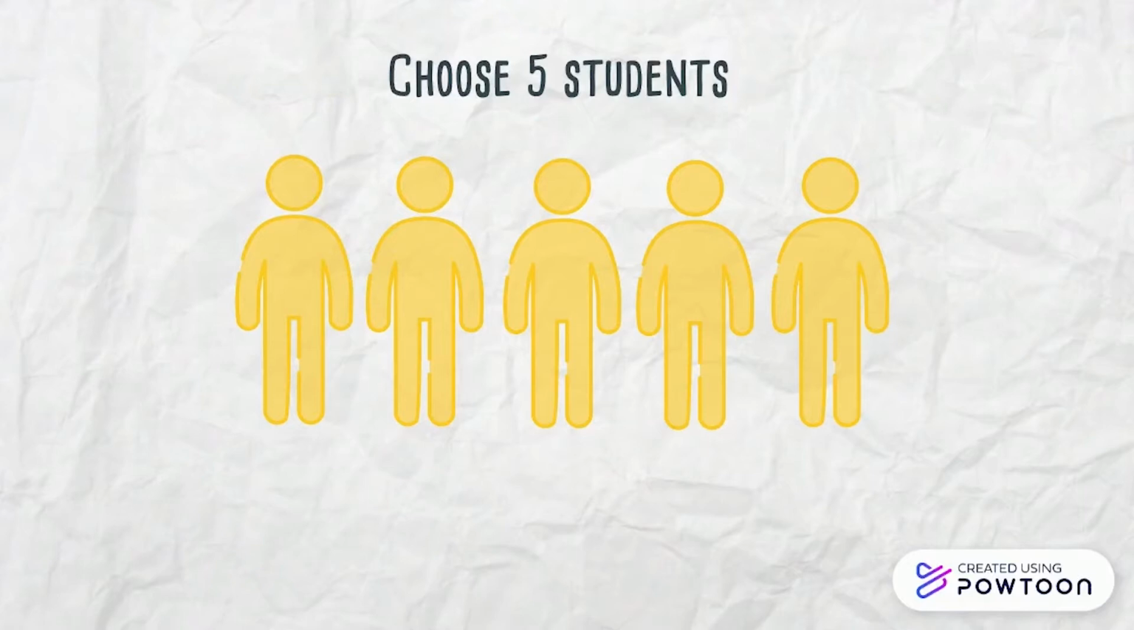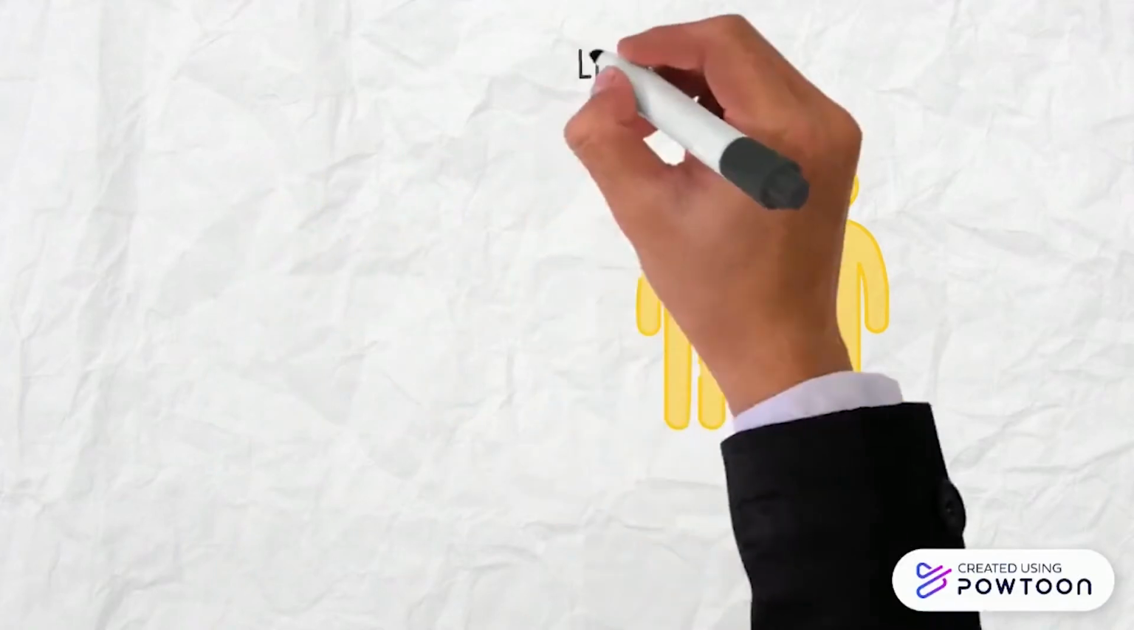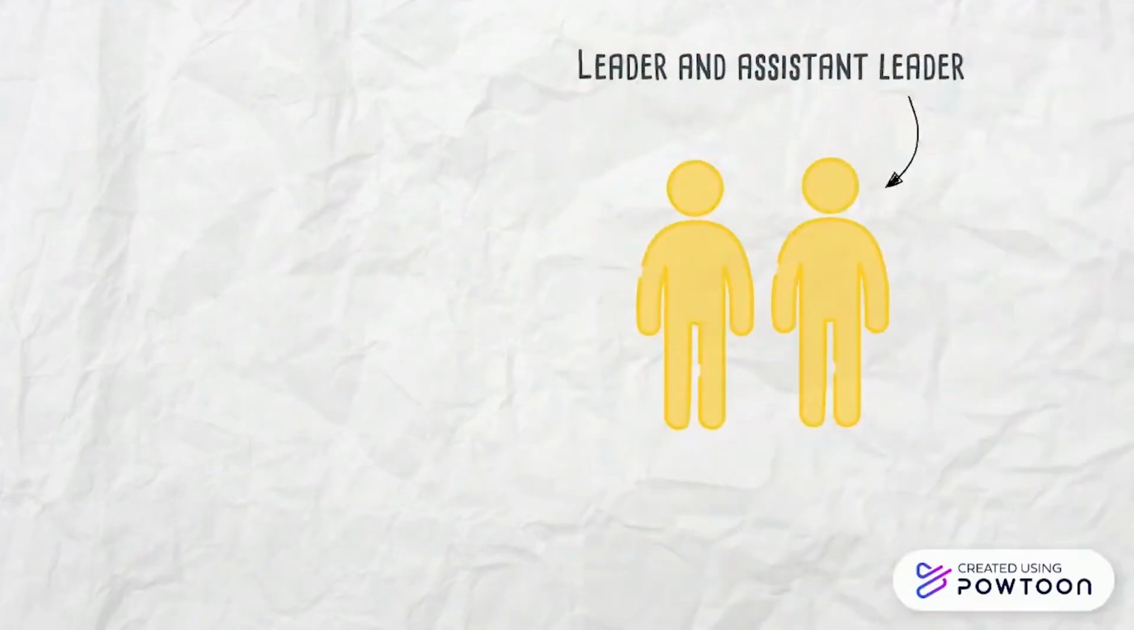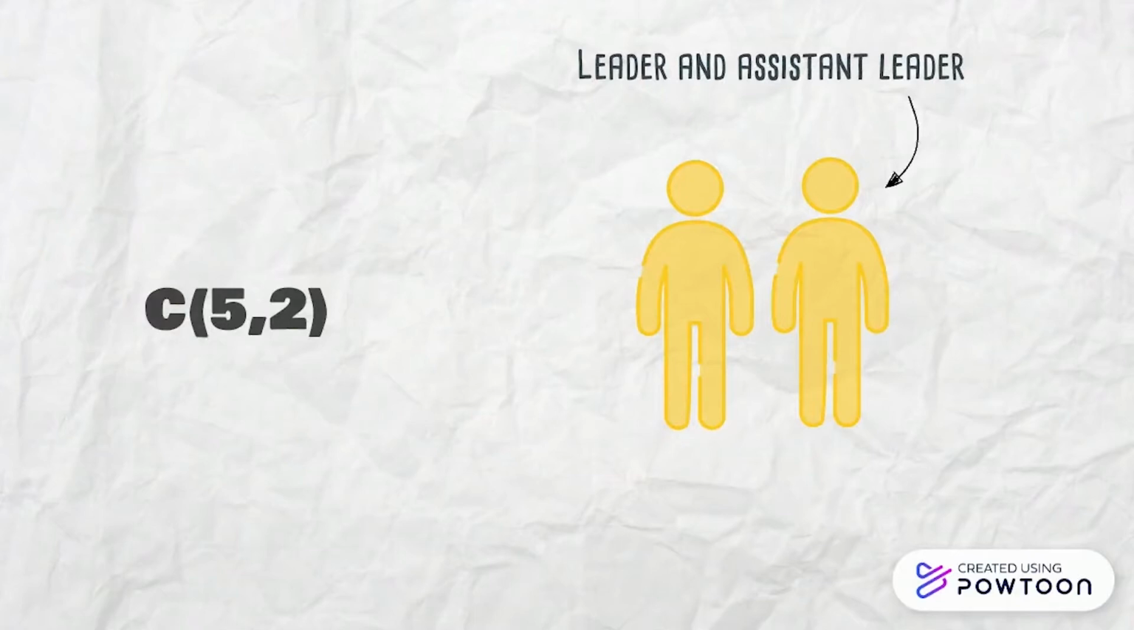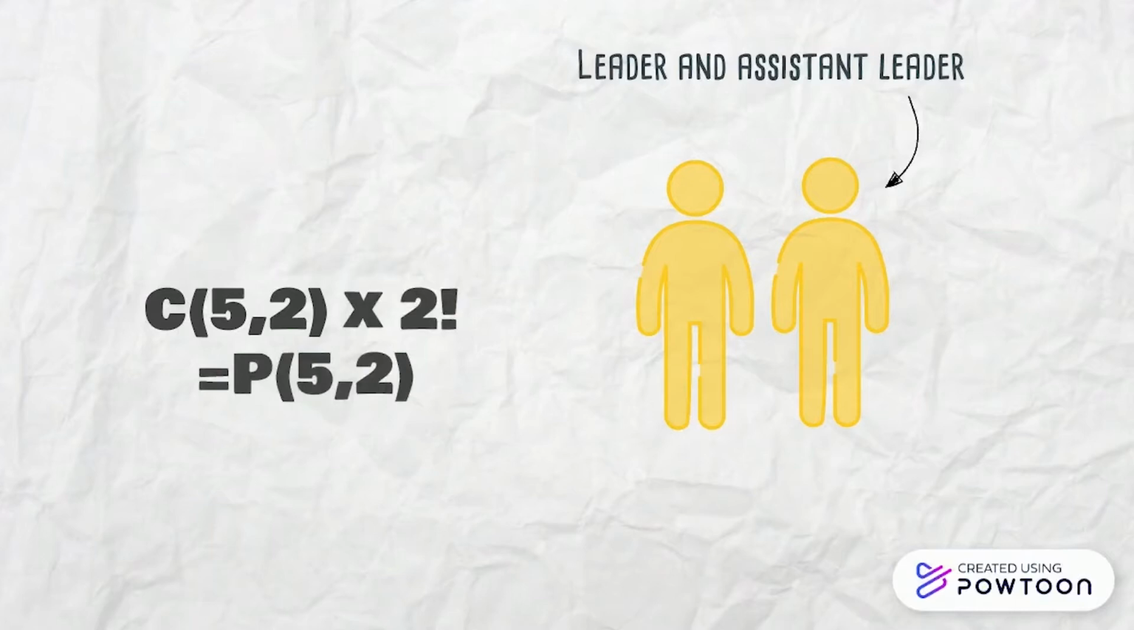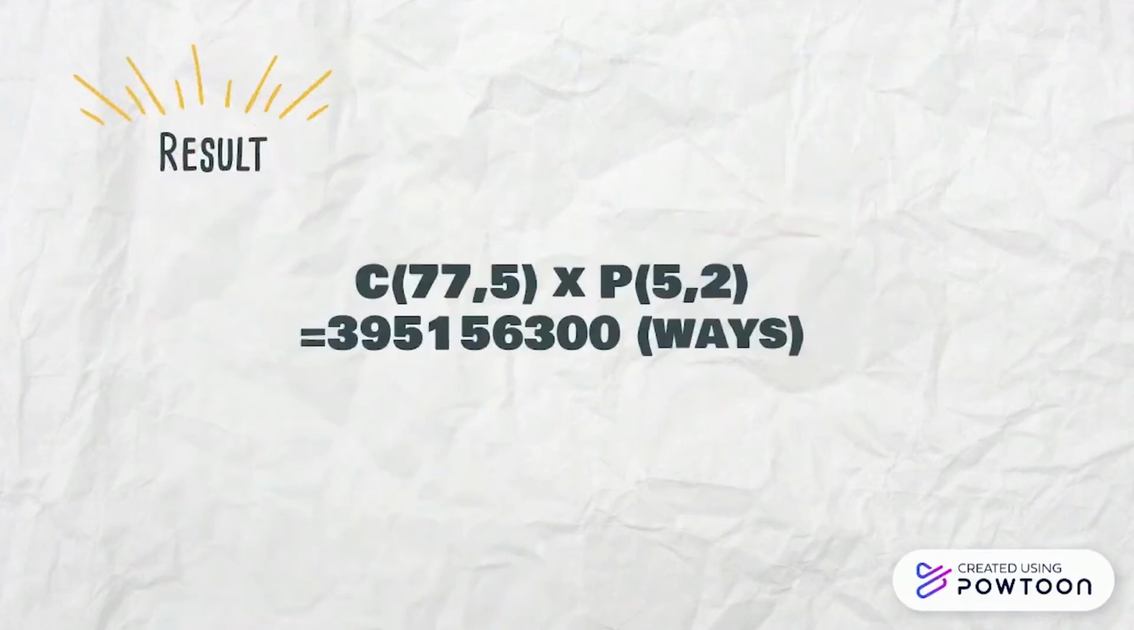In this case, we will be using combination since it does not require any arrangement. So, it will be 77C5. Now, in a team of 5, we need to choose 1 leader and 1 assistant leader. First of all, we know that choosing 2 students from 5 is 5C2. And as there are 2 different positions, we need to times 2 factorial since both of the students can change their positions. So in this case, we get 5P2. The result will be 77C5 times 5P2.